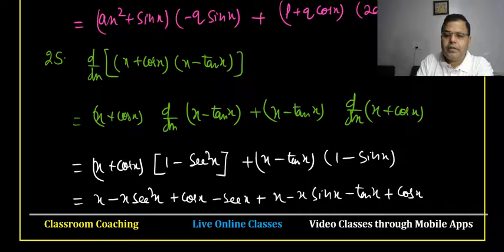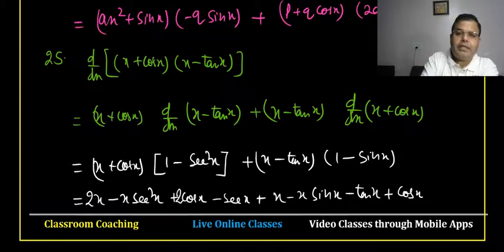Cos x and cos x, 2 cos x. Is there anything which will cancel out? x plus x is 2x. So 2x plus 2 cos x. You can do that, right? So this will be 2x, that will be 2 cos x, isn't it? If I multiply, so that will be plus 2 cos x.